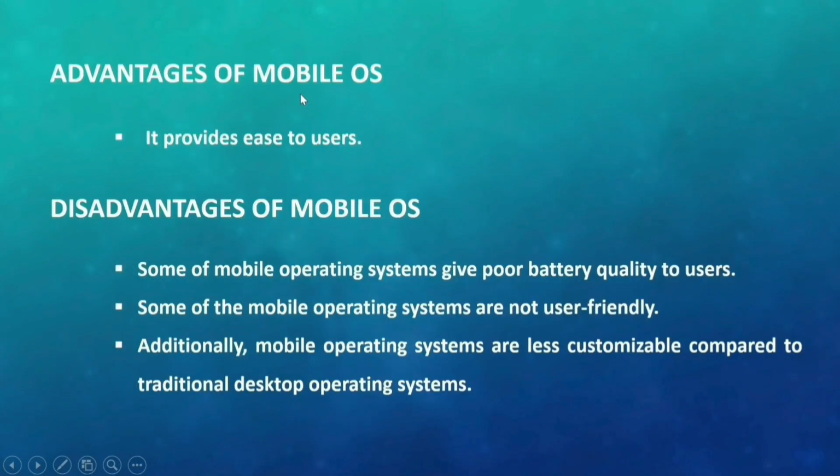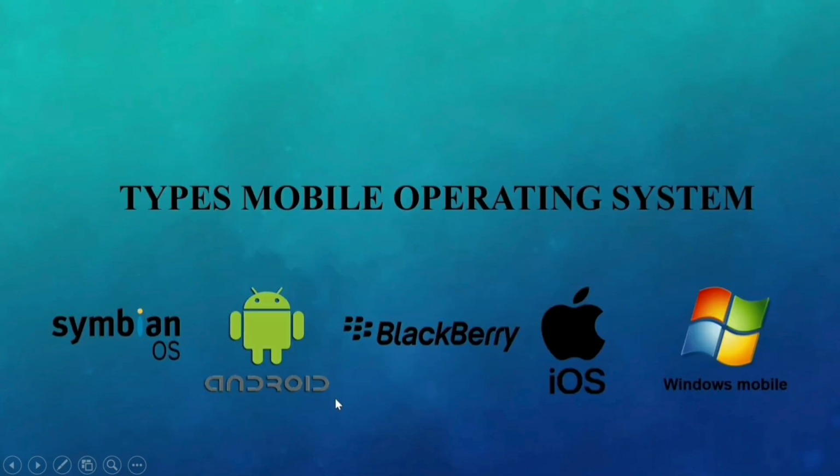Next is advantages of mobile operating system. It provides ease to users. Then disadvantages of mobile operating systems: some mobile operating systems give poor battery quality to users. Some of the mobile operating systems are not user friendly. Additionally, mobile operating systems are less customizable compared to the traditional desktop operating system.